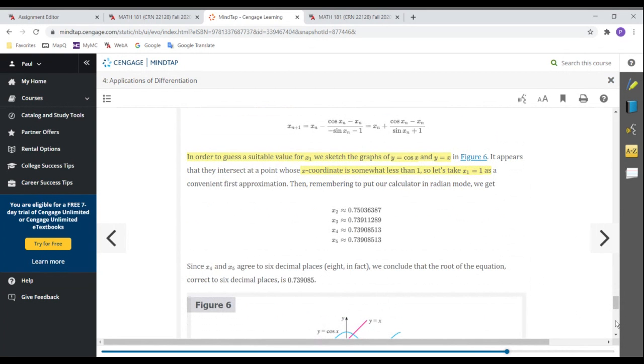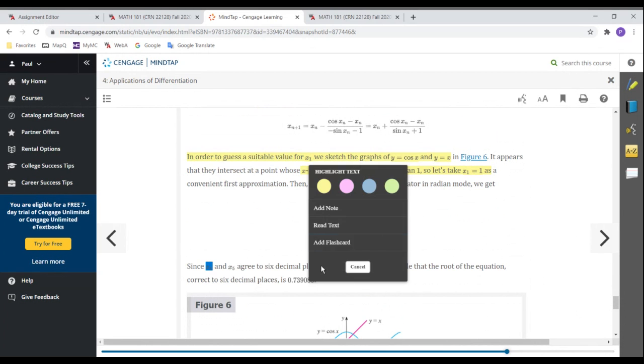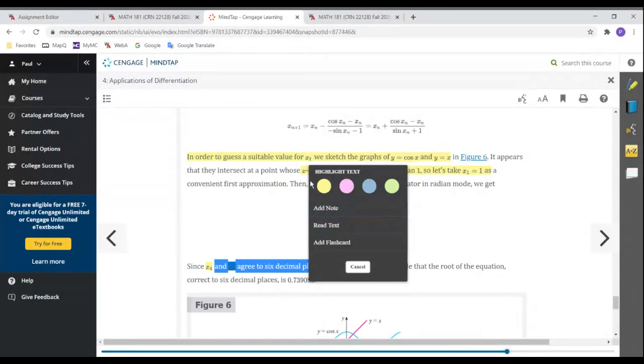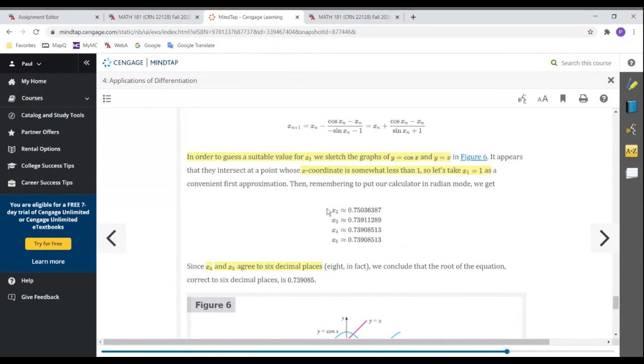If you don't pick a good starting point, it could take many, many iterations. So you want to be careful to use the right starting point. And x4 and x5 agree to 6 decimal places, and therefore you know to stop there.